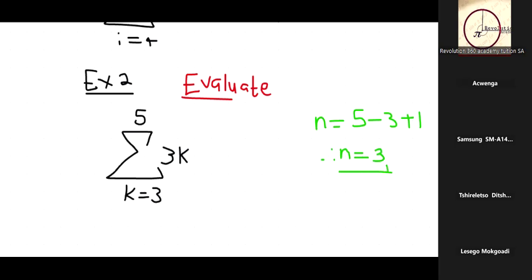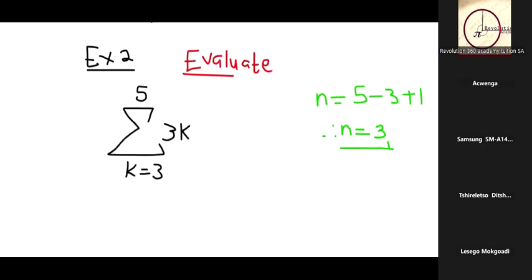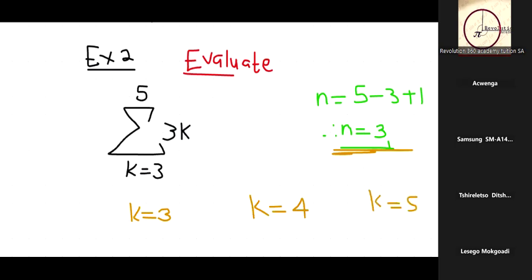Since this is 3, it means as you are developing a series, you must have 3 of those terms in between the series. After understanding that, you start at k equals 3. So let's develop a series. Don't forget, it will be k equals 3, then k equals 4, and lastly k equals 5. As easy as that, because there are 3 terms. How did I know how many terms there are? I used the formula that I taught you yesterday.